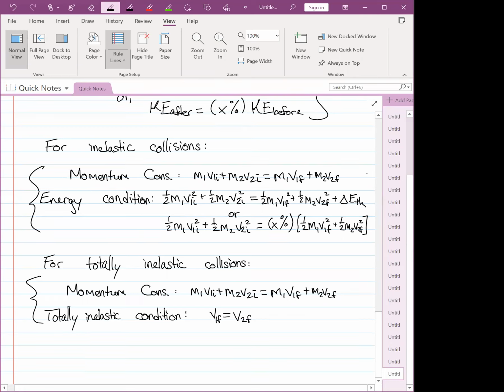Why is the energy condition part? So it's an energy condition. Total energy is conserved, but kinetic energy is not conserved.